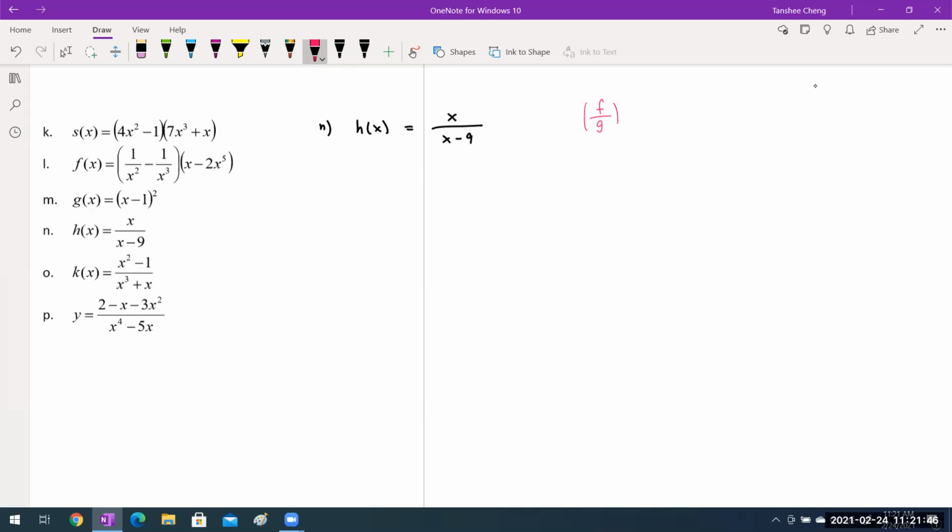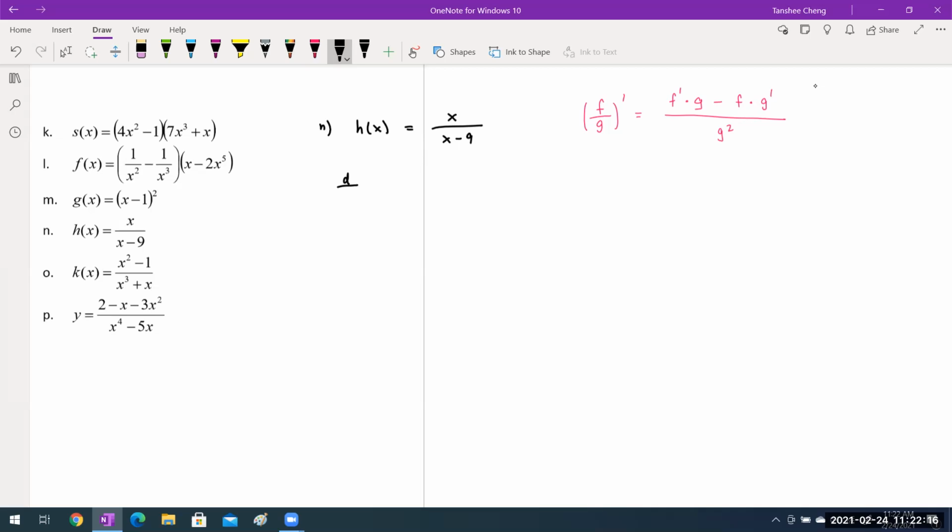If you have f divided by g, and you're taking the derivative of that, then we take the derivative of the numerator function, which is f prime, times the denominator function, minus the numerator function times the derivative of the denominator function, and all over the denominator function squared. Always write down this shortcut formula before you apply it. That way it will help you to remember the formula.